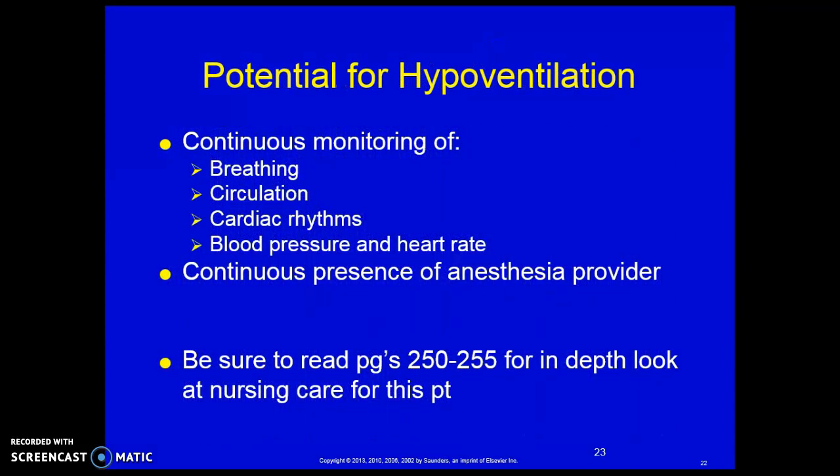Potential for hypoventilation. So be sure to read pages 250 through 255 for an in-depth look at nursing care for this patient. Breathing is really important. Airway obviously is very important. As nurses, we are typically one of the first ones to identify and notice that something is changing because we tend to be the ones that know the patient the best. And even in an OR setting, I'm sure the circulating nurses, especially during long surgeries, are doing so much maintenance of the patient that they're picking up on these cues early. So make sure that we're always monitoring for hypoventilation and the airway. So that is it for this chapter, and your next one will be up shortly.